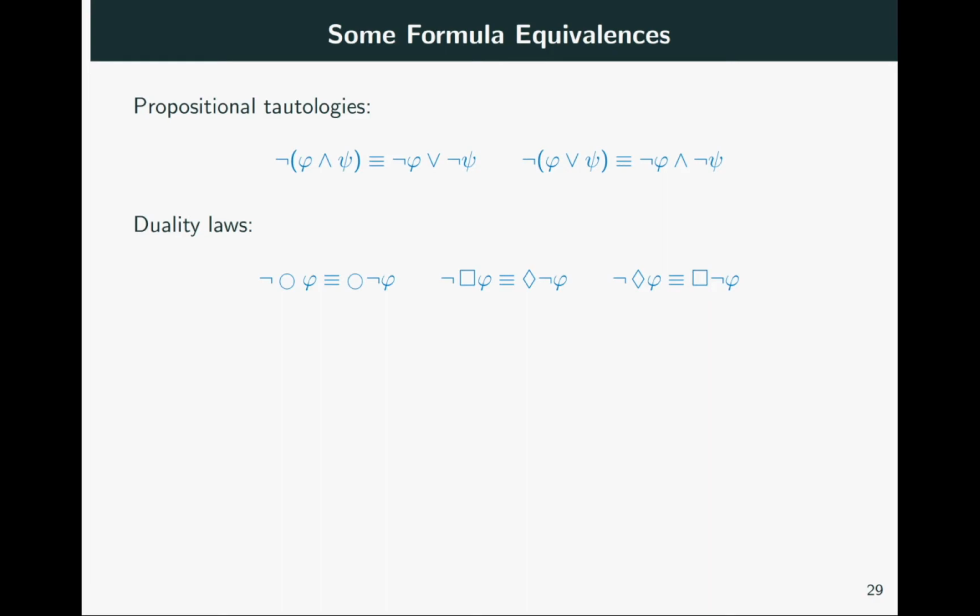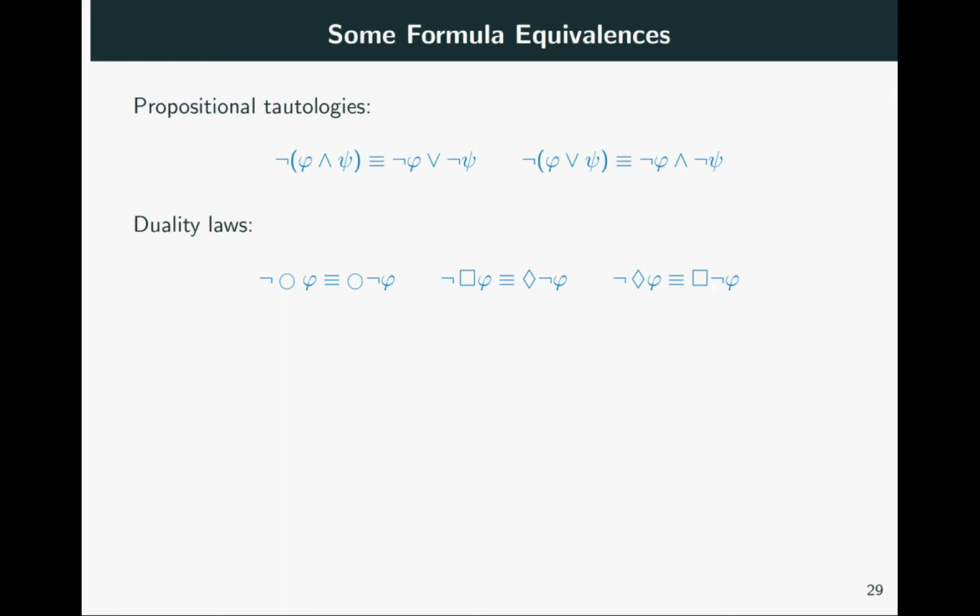Then there are the duality laws, involving negation and temporal connectives. Not next phi is equivalent to next not phi. Not always phi is equivalent to eventually not phi. And not eventually phi is equivalent to always not phi. This can be proved from the semantics of the involved connectives, but it's always worth pausing for a second to try to grasp intuitively why they are true.